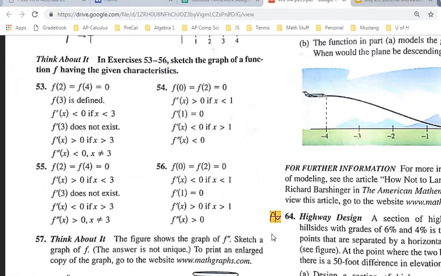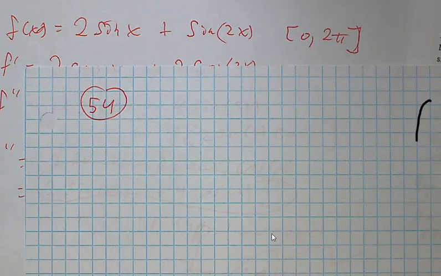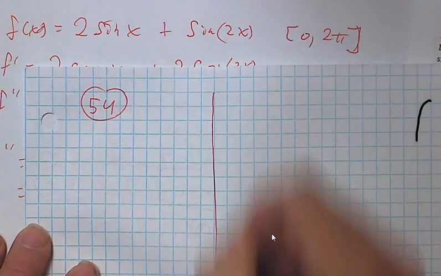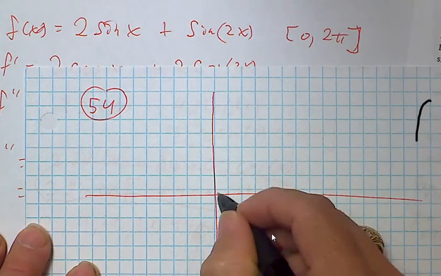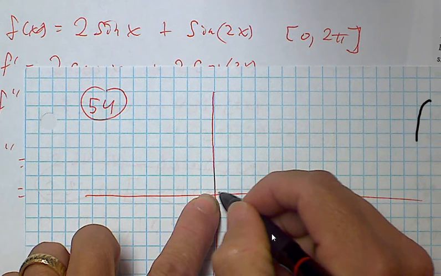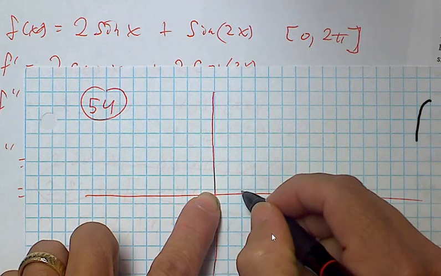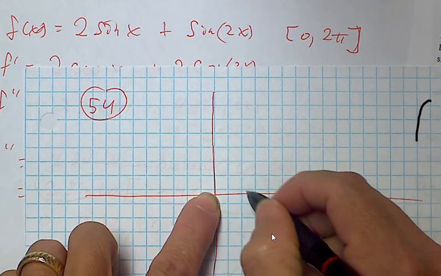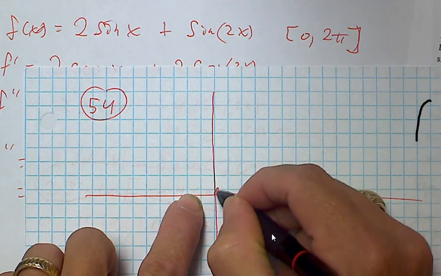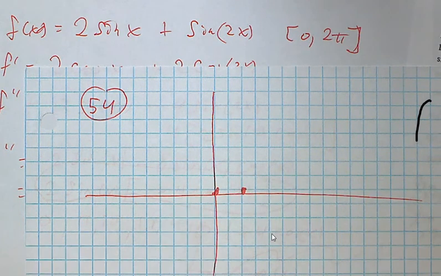Zero, 0, 0, and 2, 0. So f of 0 equals f of 2 equals 0. All of those are zeros, right? So those are y coordinates of zeros right there. Sorry, I didn't draw that very well.